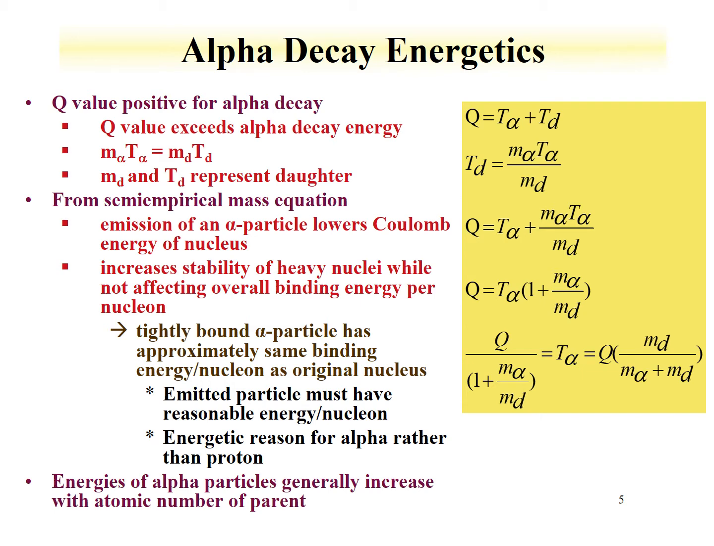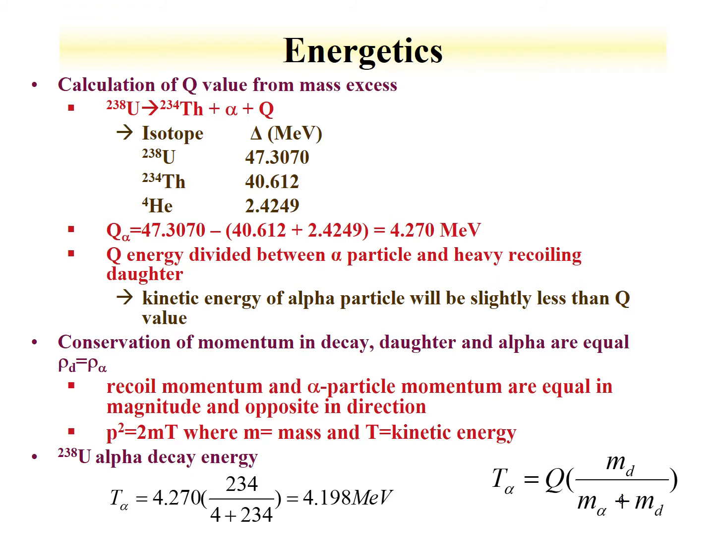From the semi-empirical mass equation, we know that the emission of an alpha particle lowers the Coulomb energy of a nucleus. This increases the stability of heavy nuclei while not affecting the overall binding energy per nucleon, because an alpha particle is emitted, and if you remember from the figure of the binding energy, alpha particles have very high binding energies.